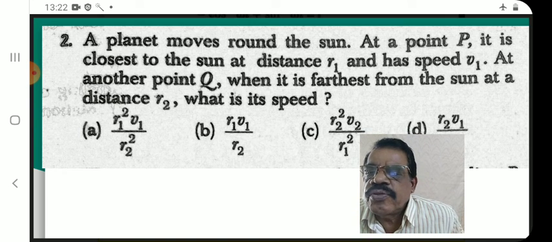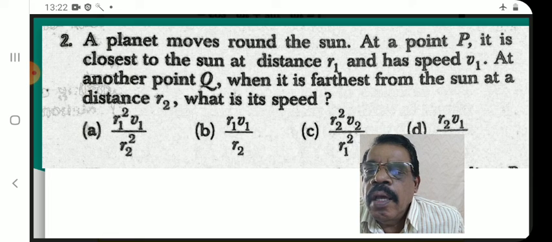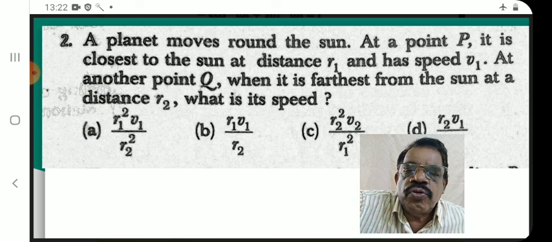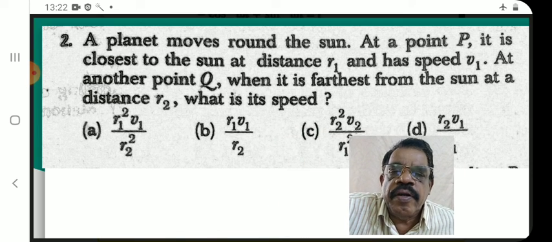The options: A is r1 squared v1 by r2 squared. B, r1 v1 by r2. C, r2 squared v2 by r1 squared. D, r2 v1 by r1.